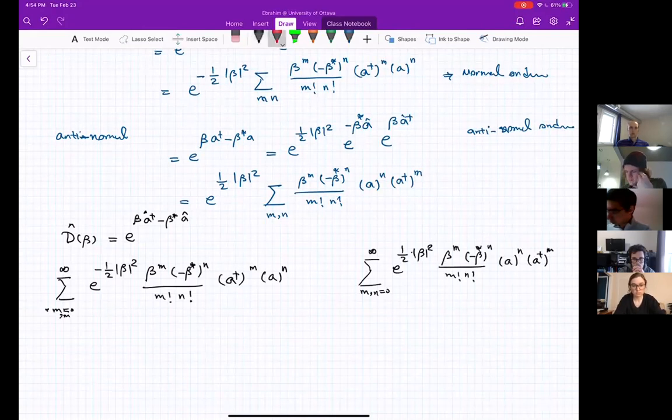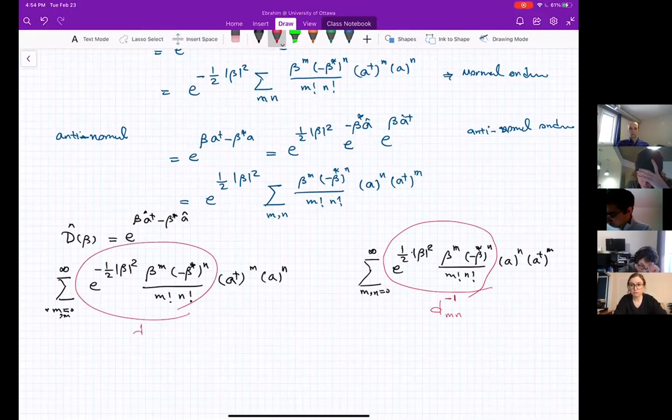So this, should I call it, for this operator, I will call it D_mn, and that's anti-normal with −1. And this is D_mn of +1, which is normal order, okay?